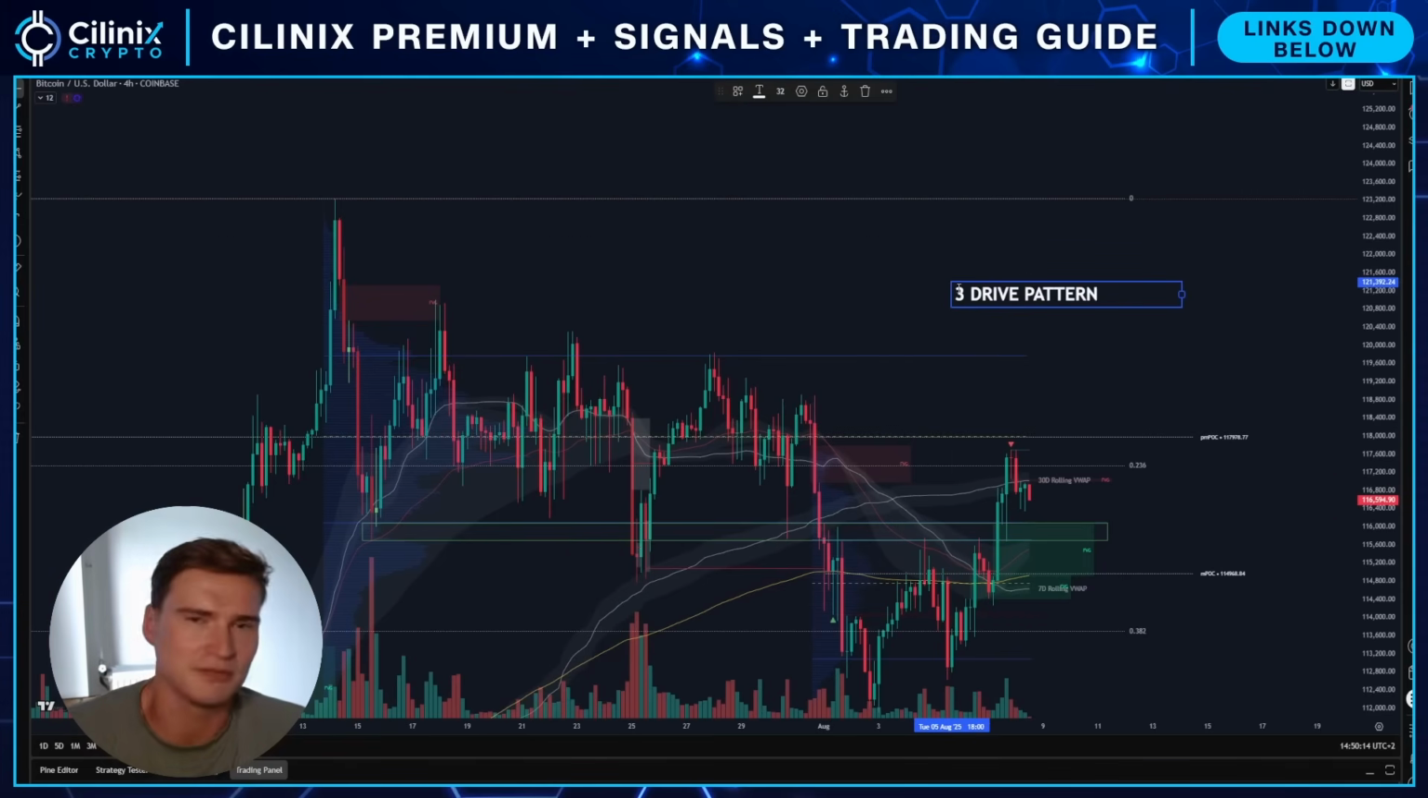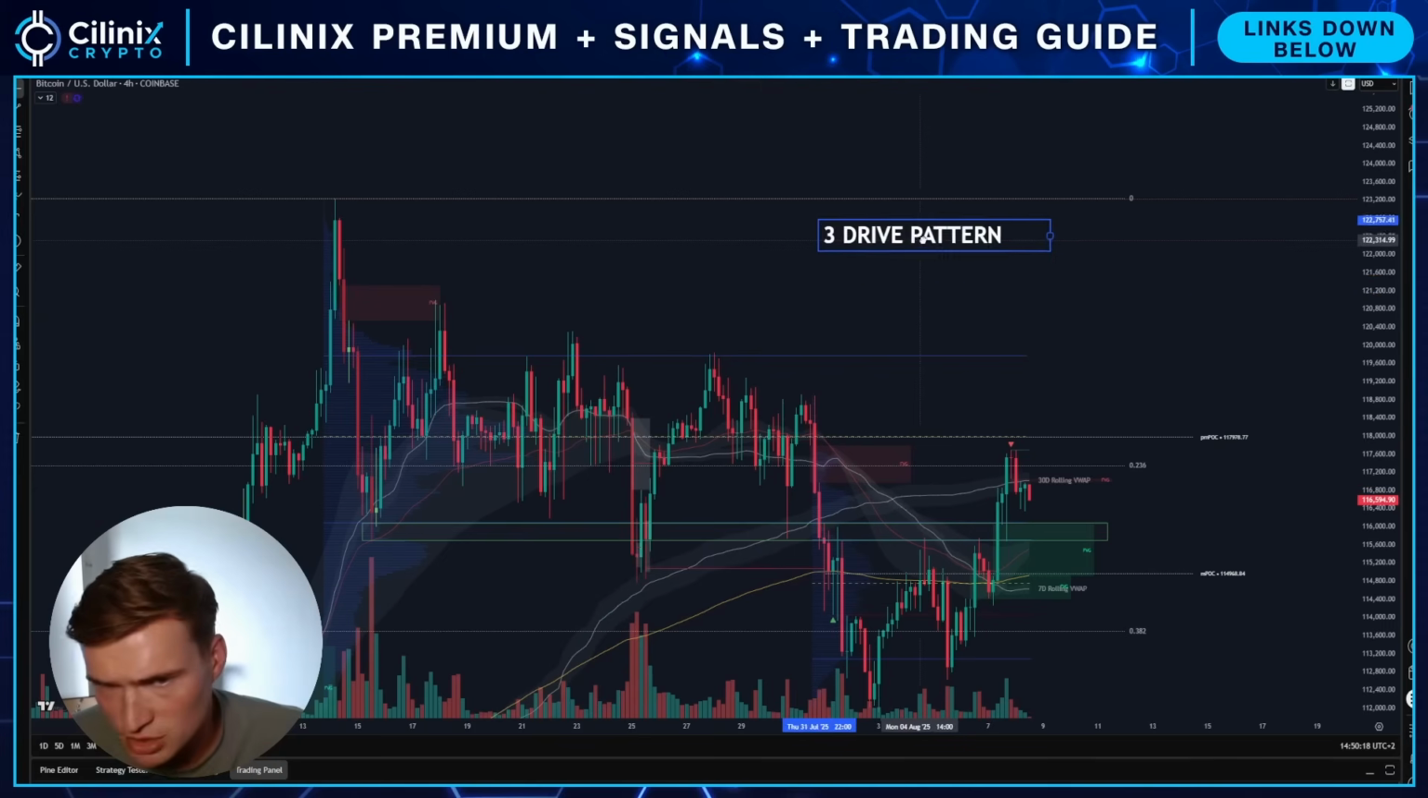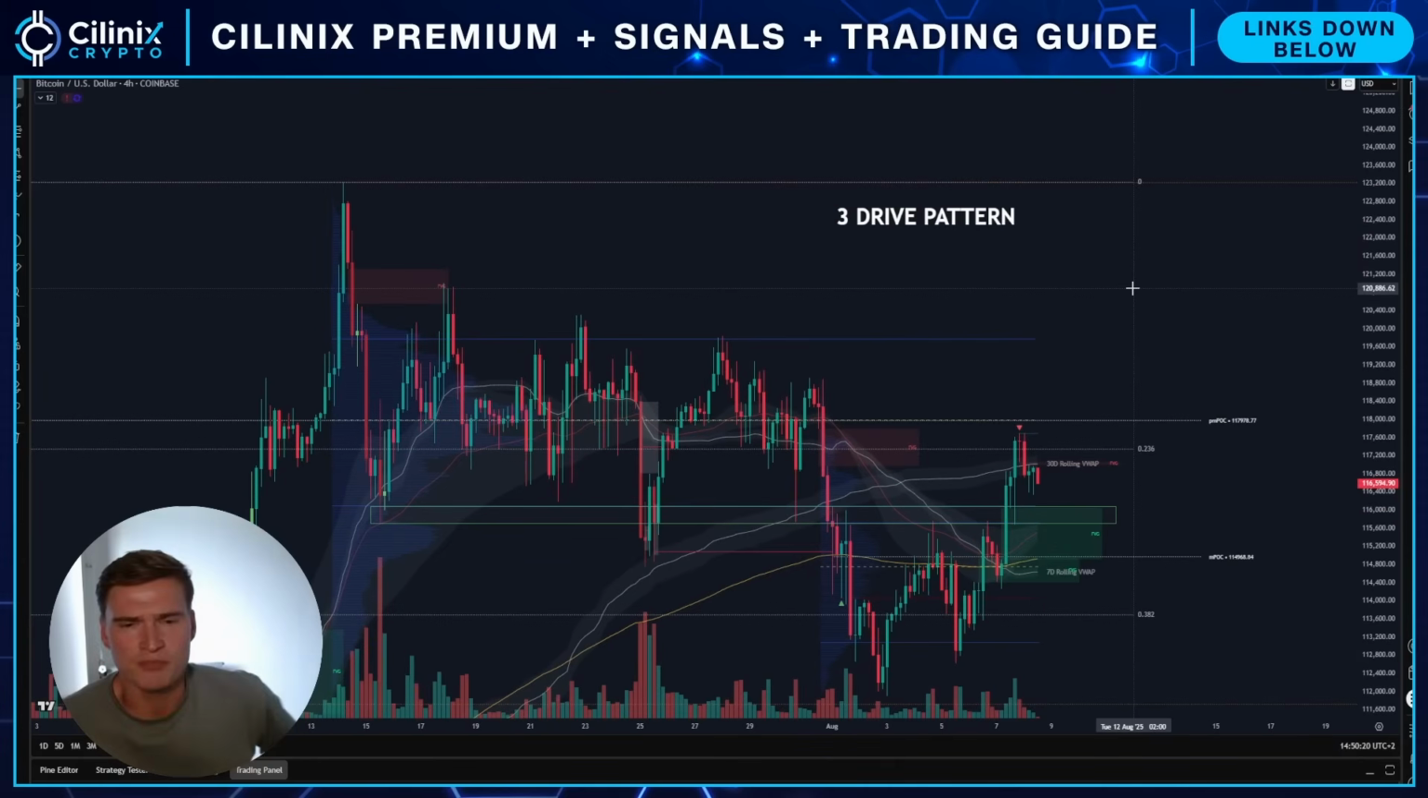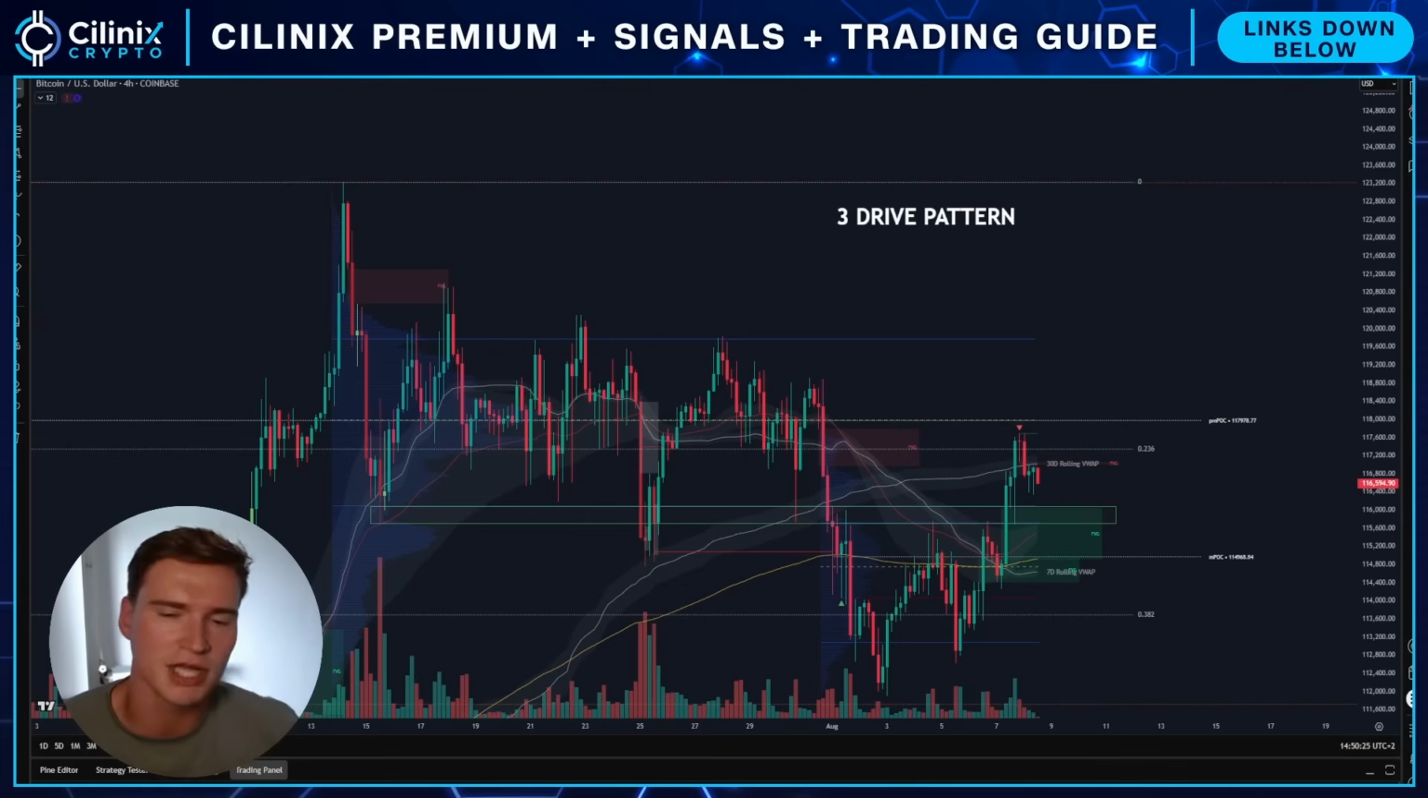is a 3-drive pattern. Now, I might have already made a video on this before, but I am not certain, and I also could not find it. I definitely have spoken about it in the trading guide we have. If you're interested in that, links will be down in the description. That's part of the Signal group.